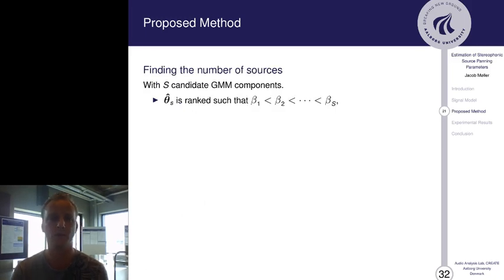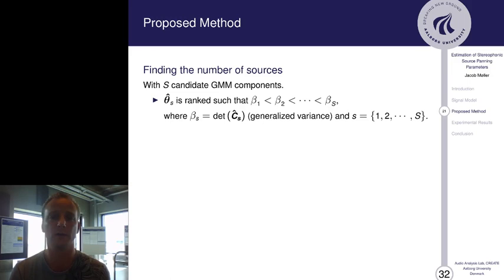We find the number of sources in the set indexed by S from 1 to capital S, and the estimated parameters theta S are ranked such that beta 1 is smaller than beta 2 up to beta capital S. And beta is chosen to be the generalized variance. The generalized variance is computed as the determinant of the covariance matrix.